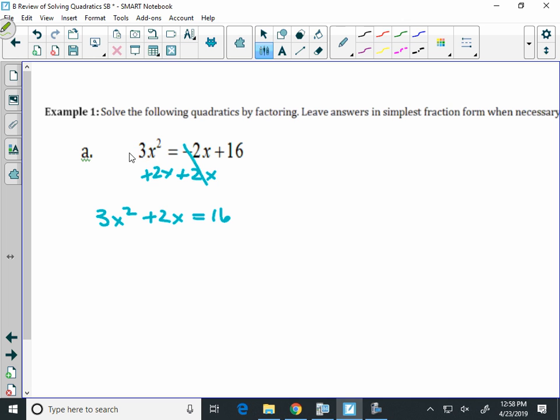And then I'm going to do the same thing, but I'm going to move the 16 over to the other side. There's nothing to combine with the 16. It's not a like term. I'm just going to stick it on at the end.